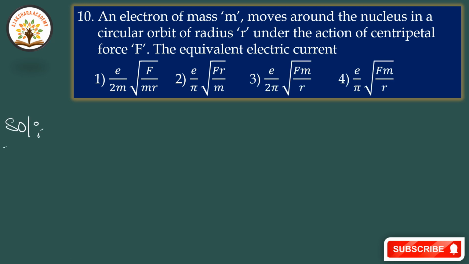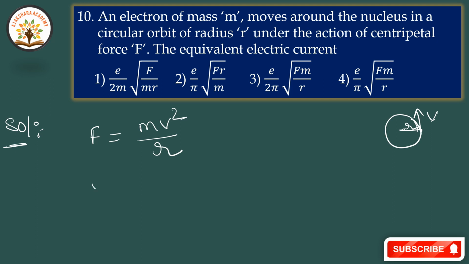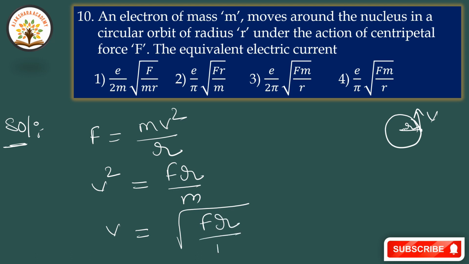The given electron has mass m, its radius is r, and its centripetal force is F. See, this is moving with velocity v, and from here to here it is the radius. So the central force is equal to mv square by r. From this you can write v square is equal to Fr by m, or v is equal to the square root of Fr by m.